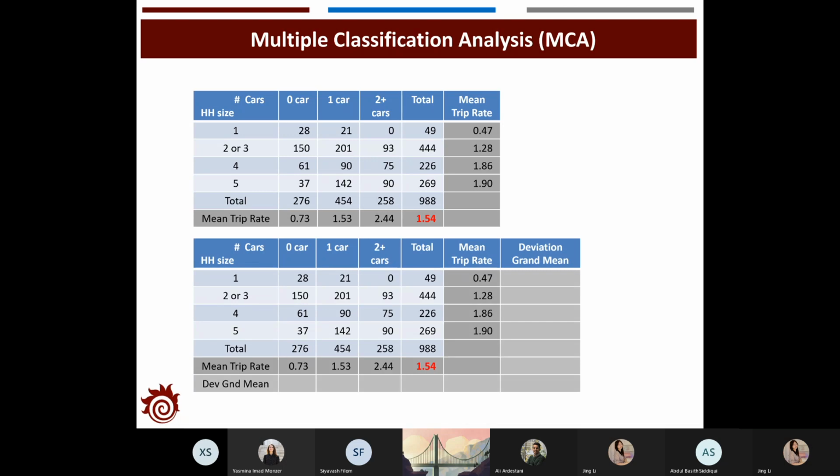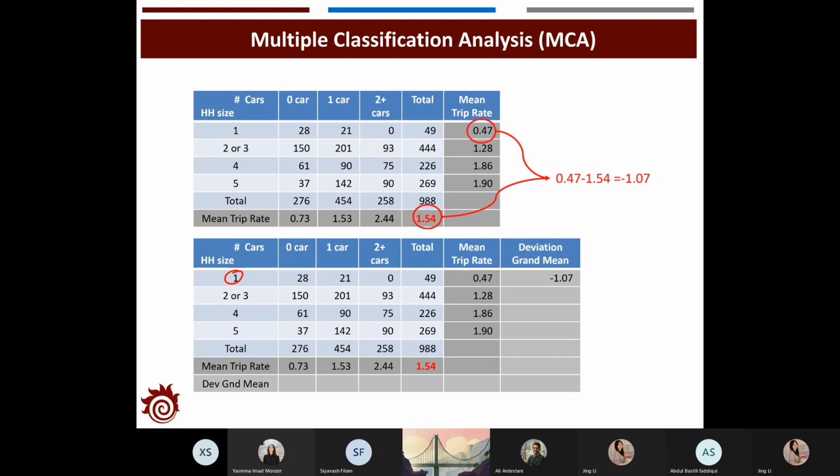The next thing we need to think about is the grand deviation, the deviation from the grand mean. That one is straightforward. Basically, you just need to find the difference between the mean value and the grand mean. For example, for the household with one person, the deviation from the grand mean would be 0.40.